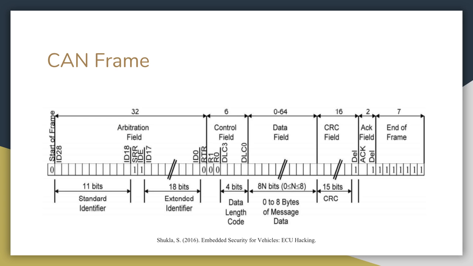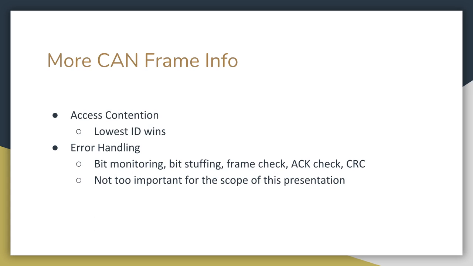Here's an actual look at a frame. So as you can see here, we have the identifier. It's typically 11 bits, but if this ID extension bit is set, it can be an added 18 bits. I encourage you to pause this and just take a look at this frame. The main important fields are the ID field and the data field. The data field contains the actual data being sent. Other than that, it's basically irrelevant for the purposes of this presentation.